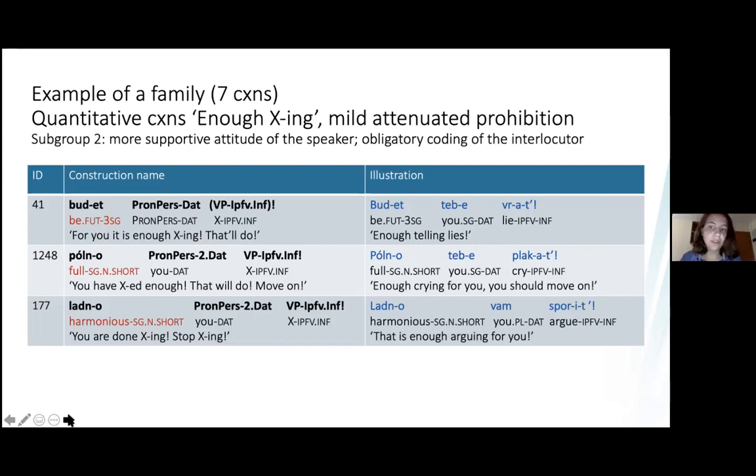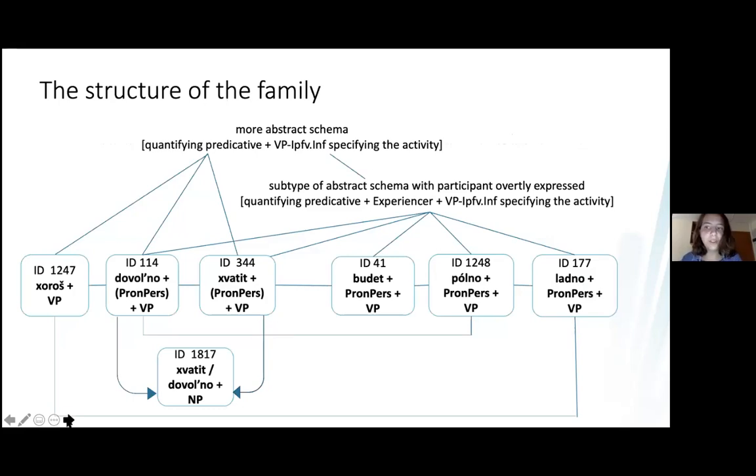And if we try to capture the structure of this family, we end up with the following picture that you can see. The first group of constructions can be seen as instantiations of a single, more abstract schema, which is quantifying predicative plus infinitival imperfective verb phrase specifying the activity. And the second subgroup instantiates a subtype of this abstract schema with encoded experiencer. The inheritance links from the schema can be postulated also for the two constructions of the first group, where the experiencer is possible to code, but it's not obligatory.